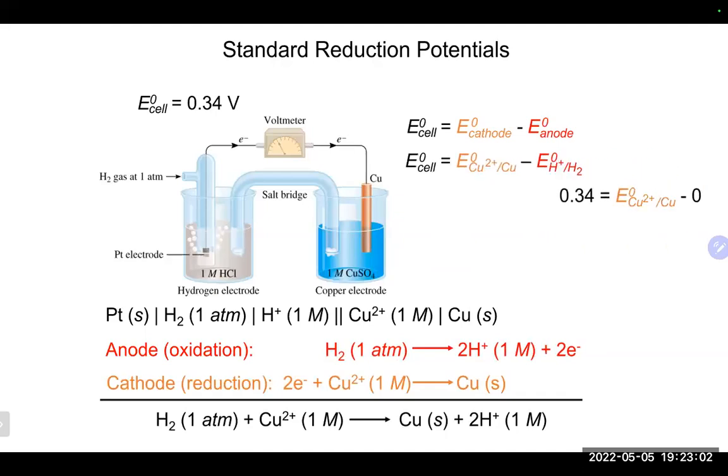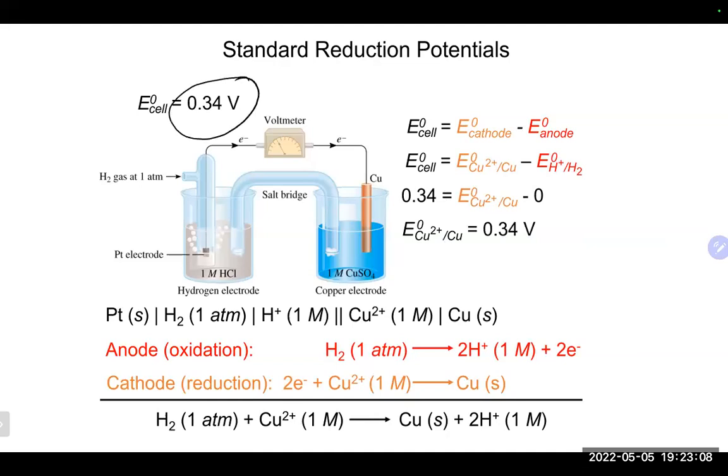And if we did that and hooked it up with copper, what we actually see is that we get a cell voltage of 0.34. But in this particular case, the hydrogen is actually our anode, and the copper here is our cathode. It also demonstrates a couple of things. Pretty much anything could be an anode or cathode, depending on the situation.